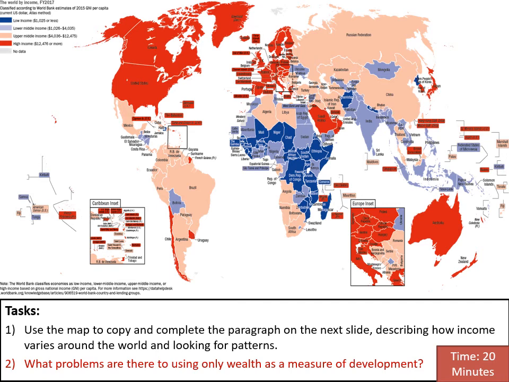So if we look at the key, in red, in the reddest of reds, you've got high income countries. In the pinks, upper middle. In the light blue, lower middle. And in the dark blue, low income countries. Anything that's grey, there's no data for. And there are a couple of grey countries here and there. Not too many, thankfully, but there are a few. But we're going to ignore those. Those don't matter to us right now.